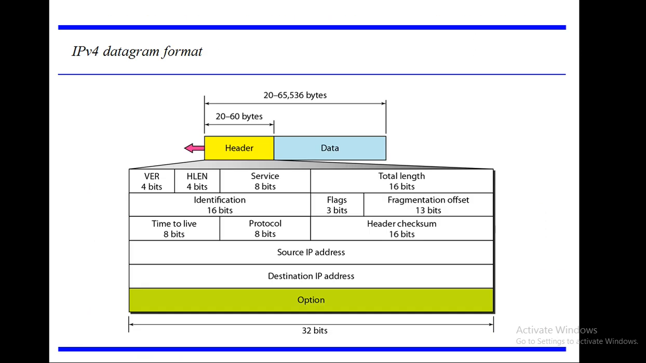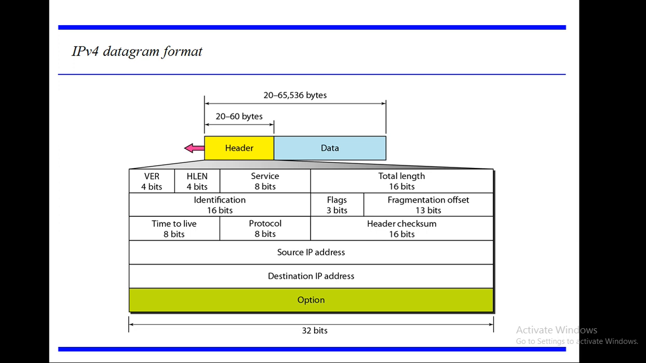The next field is time to live. The time to live is 8 bits. So what does this particular field include? For example, assume the number of routers between the source and destination hosts is 4. Now the time to live will include 4 into 2, because there are 4 routers, so double of that, 4 into 2, 8. So 8 will be included in this.